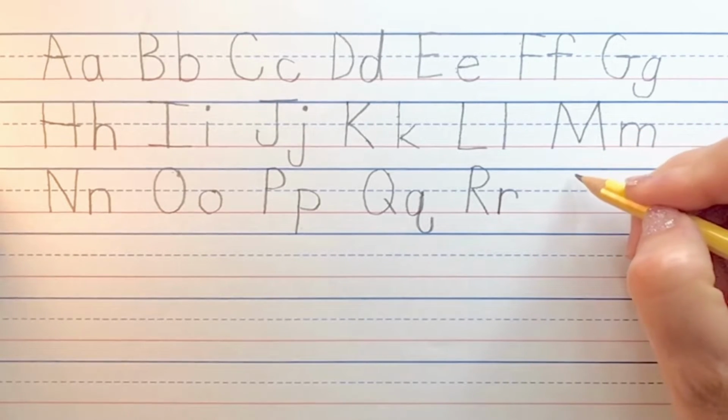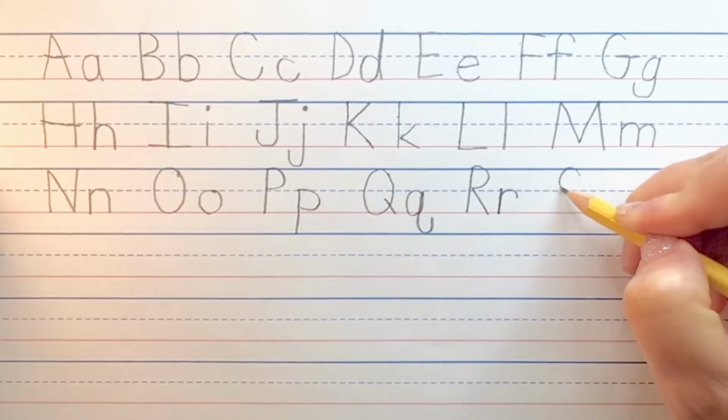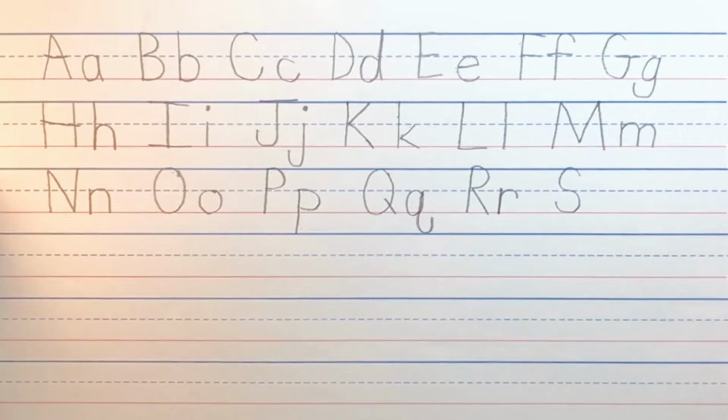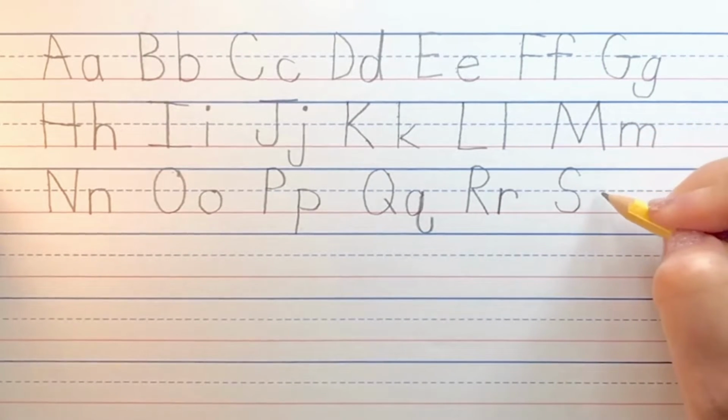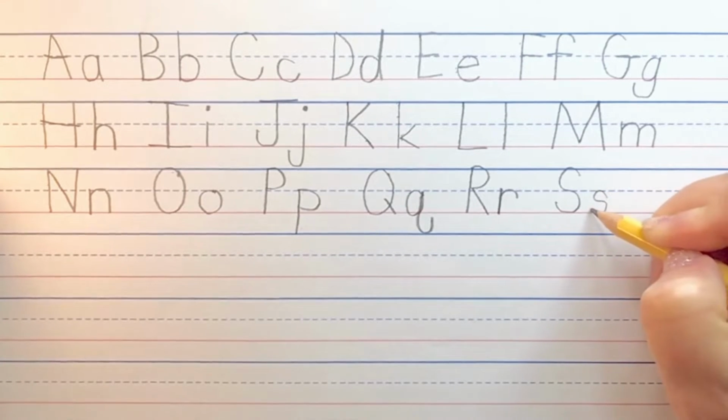S, start a little bit below that top line because you're going to push up and around. You're going to make a curve and a curve and stop. Lowercase s is the same, just smaller. So start a little bit below that middle line. You're going to make a little curve, and stop.